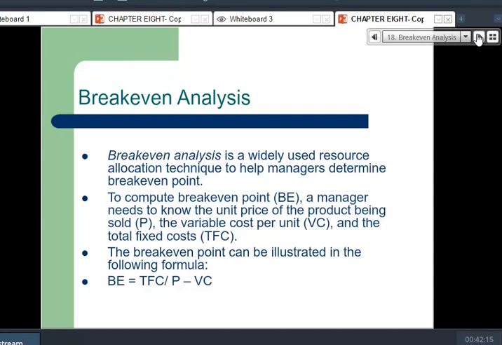So how much this cost will vary from time to time. And the total fixed costs means how much money I am paying for the particular product. The break-even point can be illustrated with the following formula: BE is the break-even point, which we need to calculate, with TFC the total fixed costs, P the unit price of the product being sold, and VC the variable cost for the certain product.